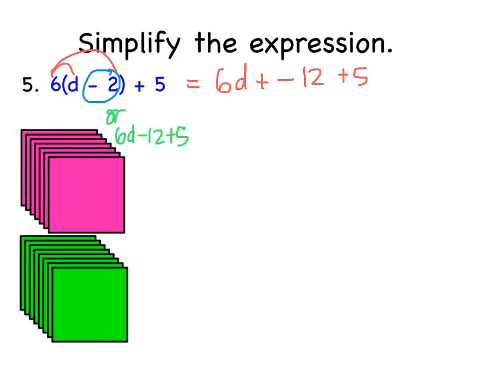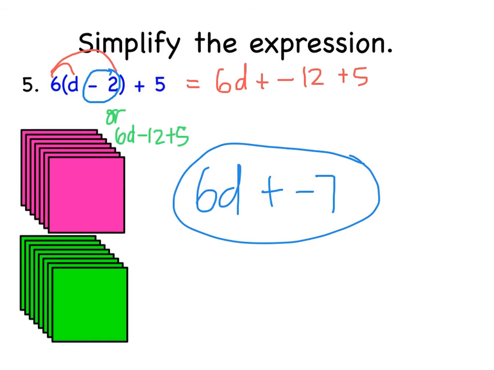Okay, so after you distributed, you should have gotten 6d plus negative 12 plus 5. Or you could have written this as 6d minus 12 plus 5. Then we're going to combine the negative 12 and the 5, so we end up with 6d plus negative 7 as our final answer.